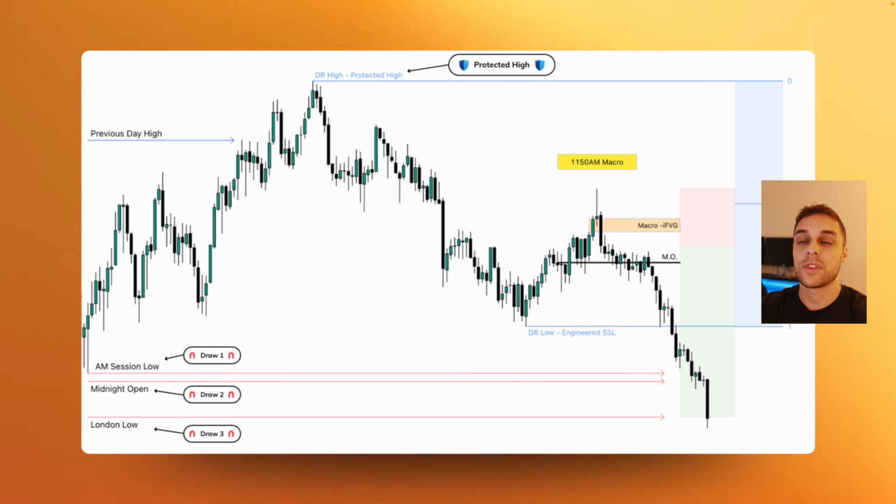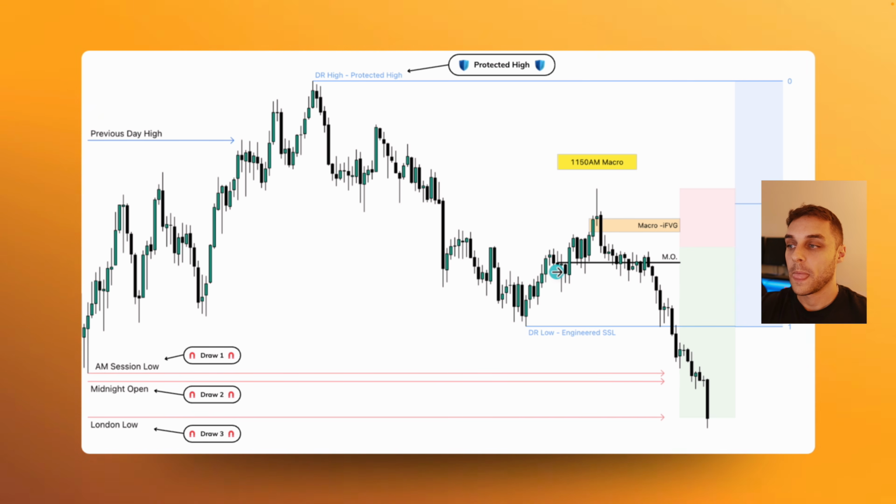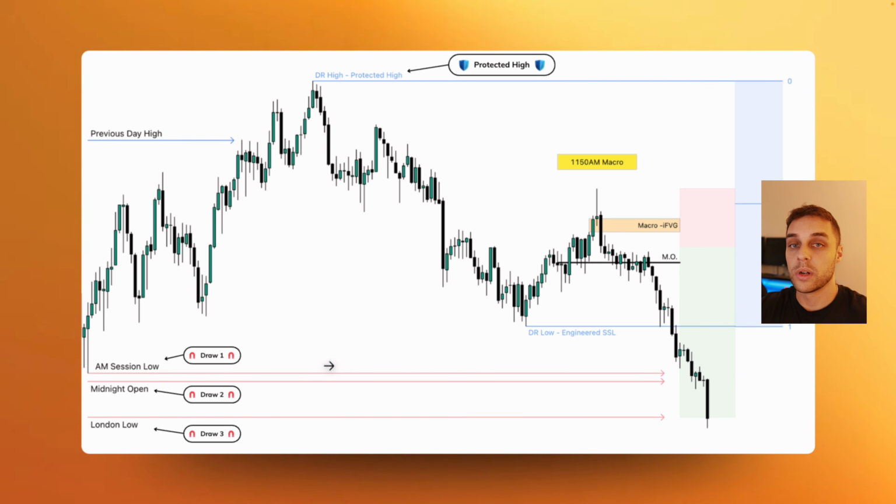Okay, now once we've established that likelihood, you're looking at the other side of the range and building that hypothesis, building that argument for why we should get down to sell side, why we should continue lower, and when price comes up here, why we're not going to go back up here. Well, again, this is our dealing range low when we start to retrace before our macro window. But look at the left side of the chart, which is what we always need to do. We're falling short of AM session low. That's one draw. AM session low fell just short of midnight open. That's 2 draws. And midnight open and AM session low both fell short of what? London low. Those are all magnets for price.